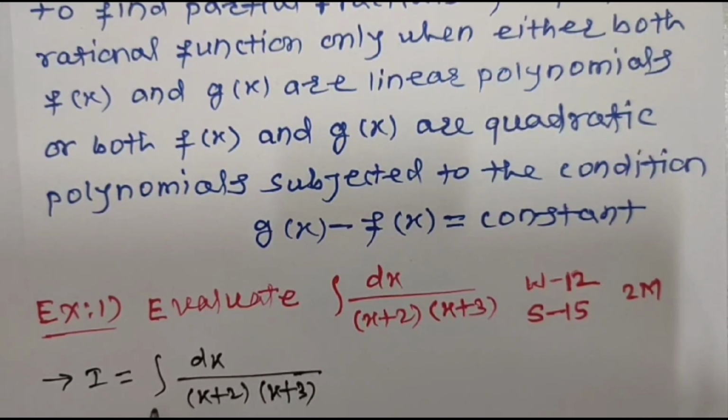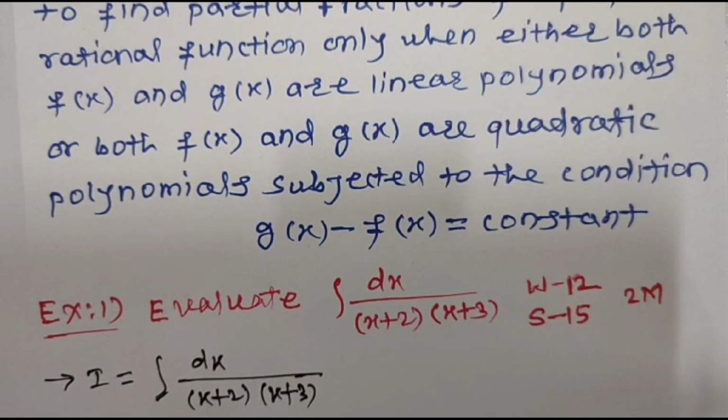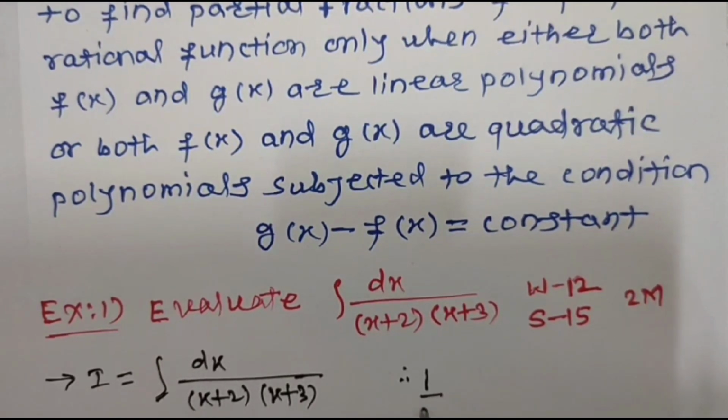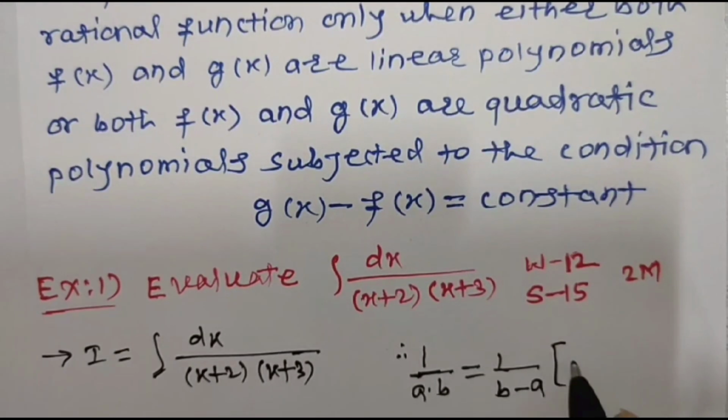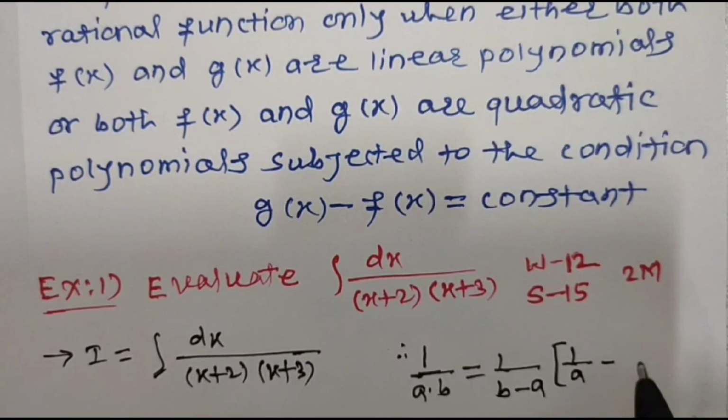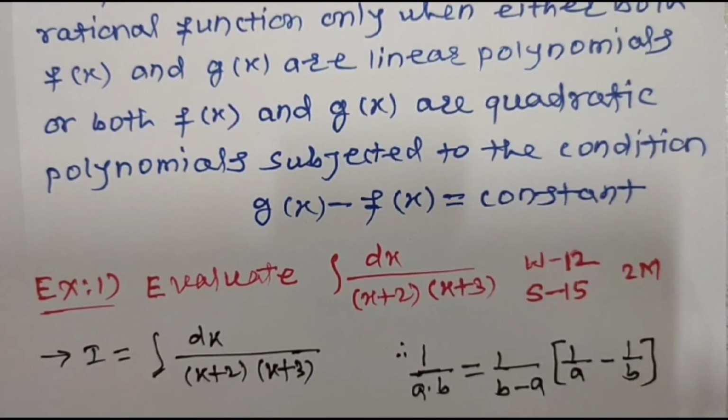We have to find out partial fractions of the integrand. So applying the special case, instead of f of x and g of x, we are taking a and b. Since 1 upon a into b is equal to 1 upon b minus a into bracket 1 upon a minus 1 upon b. Apply this formula.